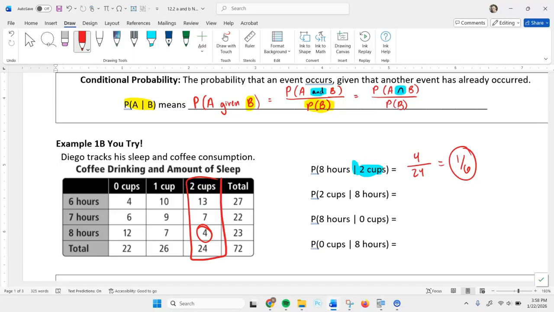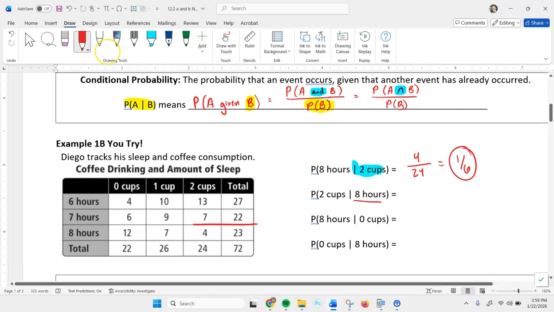Now this one looks, again, very similar, but this time we're given 8 hours. So that means instead we're going to look at this row where he got 8 hours of sleep.